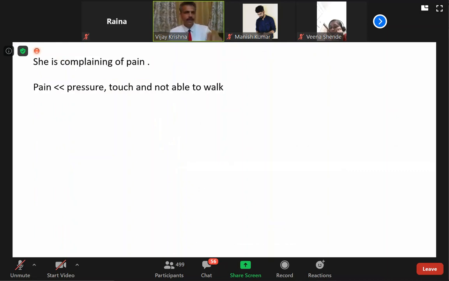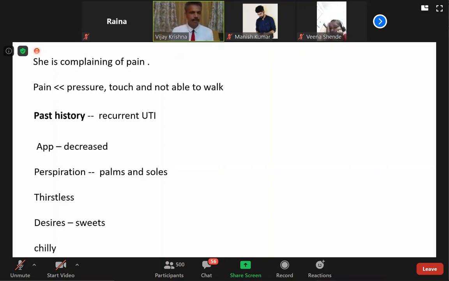One of our PG doctors, she took the case in detail. So pain, complaining of pain, aggravation by pressure, touch, all common symptoms of a corn. Not able to walk. And in the past history, she had recurrent UTI. Okay. And appetite decreased, perspiration of palms and soles, grinding of teeth, and she also had bedwetting. Okay.